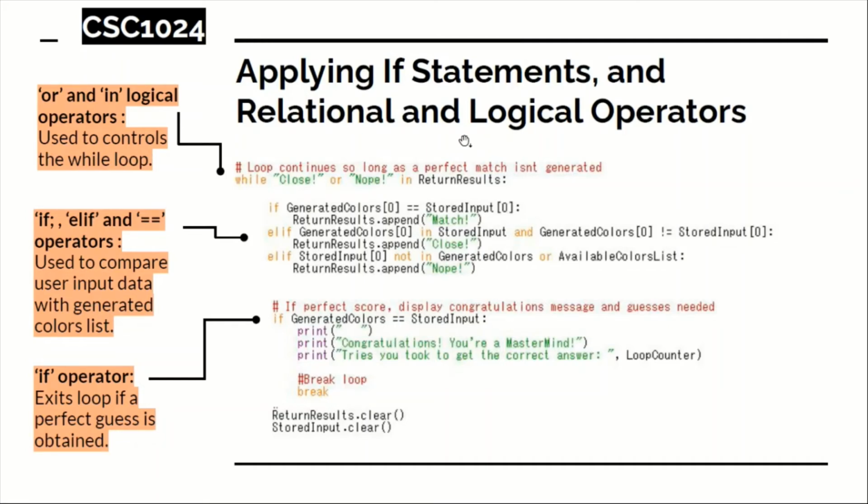Applying if statements and relational and logical operators. In this example, I will discuss how I use statements and operators to process user input and decide whether to continue the loop or end the game. My program makes use of the OR and IN logical operators to control the while loop, and this tells the loop to continue so long as we do not get a perfect match in our return results list. I use if, elif, and equal operators to compare the indexed items of my user input data with my generated colors list. And finally, I use the if operator to break the loop when the player obtains a perfect guess.